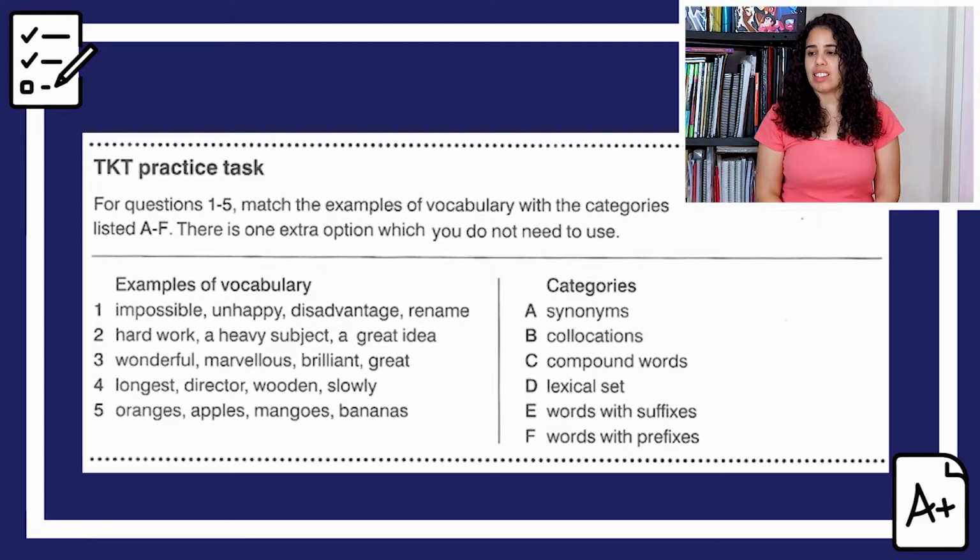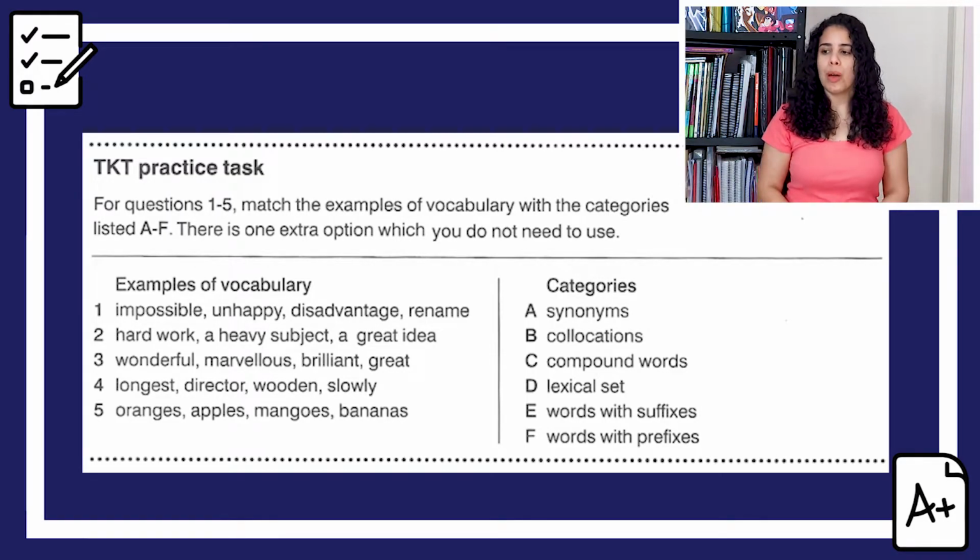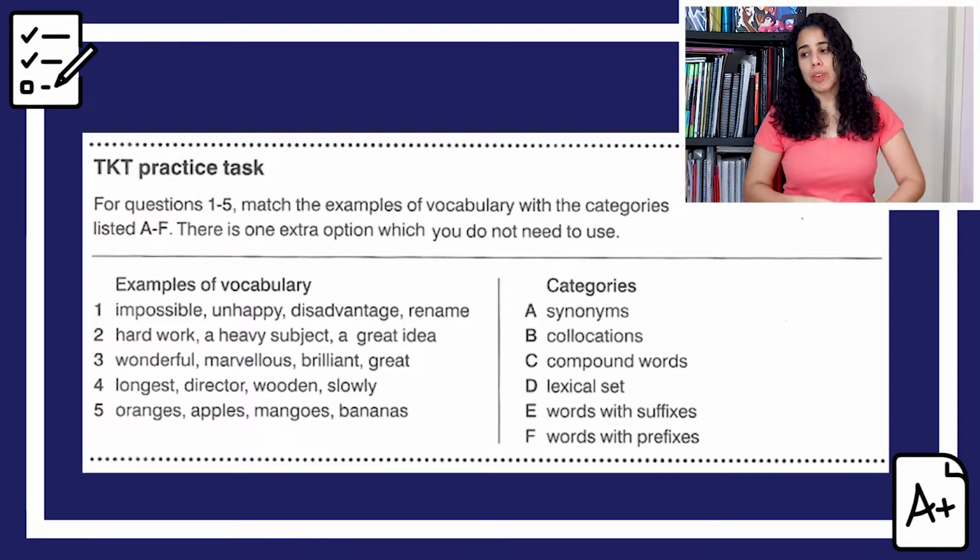TKT Practice Test. For questions 1 to 5, match the examples of vocabulary with the categories listed A to F. There is one extra option, which you don't need to use. Examples of vocabulary: 1. Impossible, unhappy, disadvantage, rename. 2. Hard work, a heavy subject, a great idea. 3. Wonderful, marvelous, brilliant, great. 4. Longest, director, wooden, slowly. 5. Oranges, apples, mangoes, bananas.